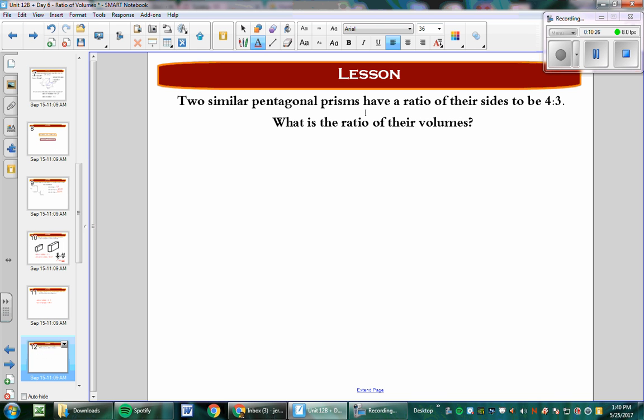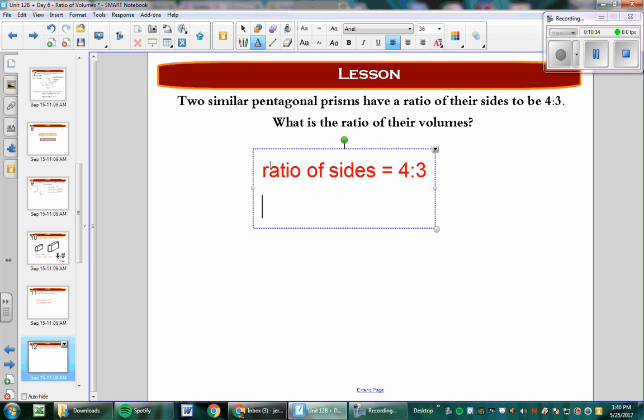Two similar pentagons have a ratio of the sides of 4 to 3. So ratio of sides equals 4 to 3. The ratio of the volumes equals both those numbers cubed. So 4 times 4 times 4, 3 times 3 times 3, and we have the answer.